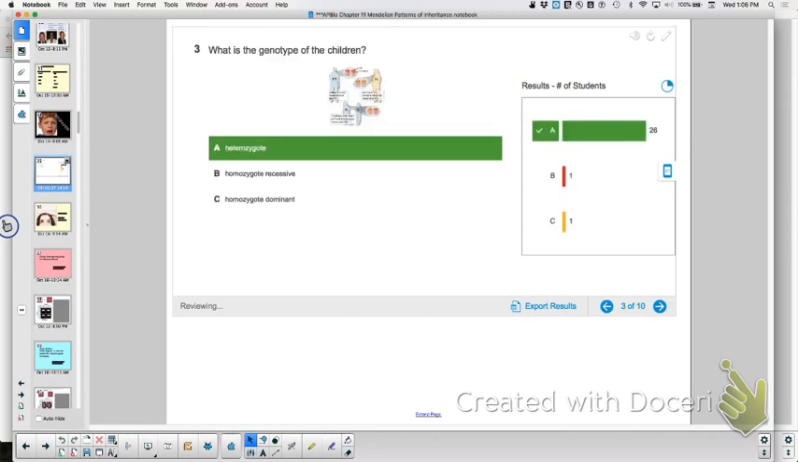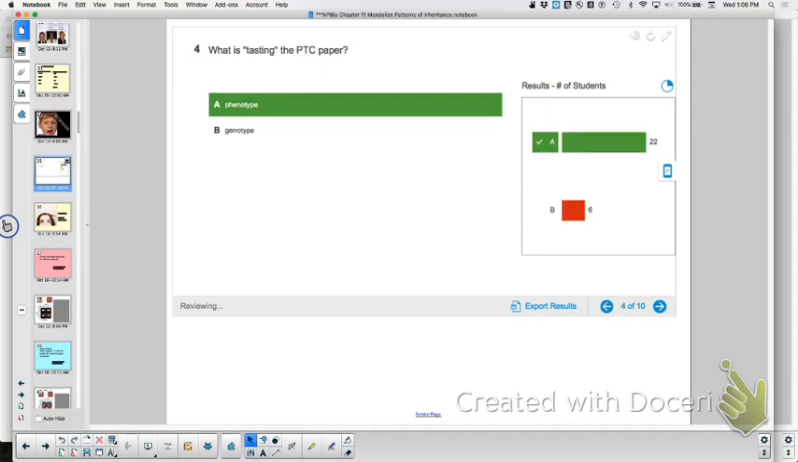Number 3, what is the genotype of the children? And most of you got that. You said it was a heterozygote because they got a big T from one parent and a little t from another parent. Can you check to see if your bio buddy got that one right? All right. Number 4. What is tasting the PTC paper? That is a phenotype, the ability to taste. You're describing proteins that are made from the genotype. The ability to taste is a phenotype, right?